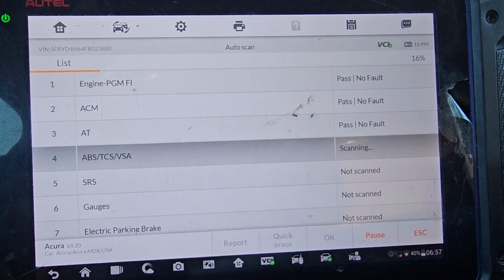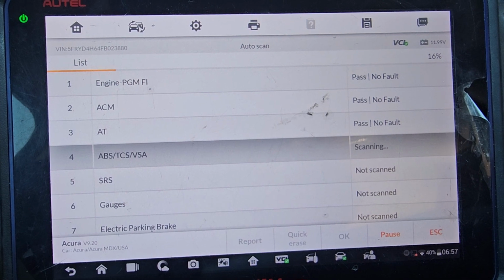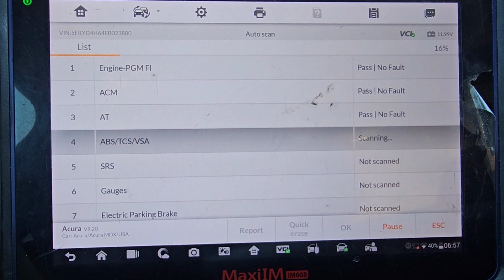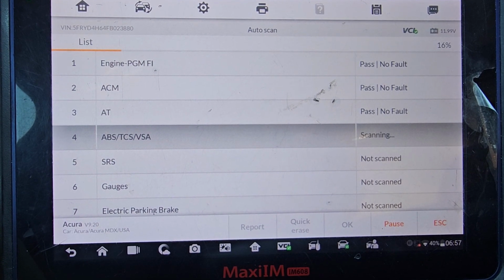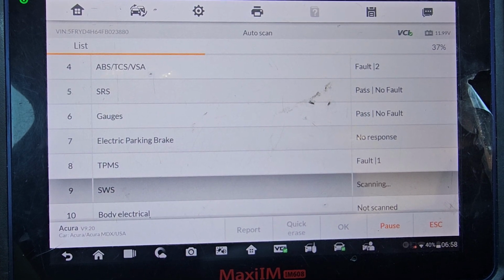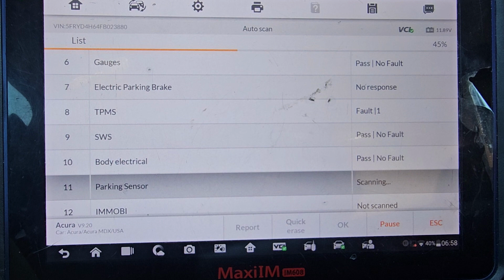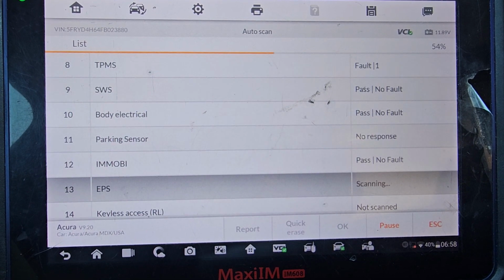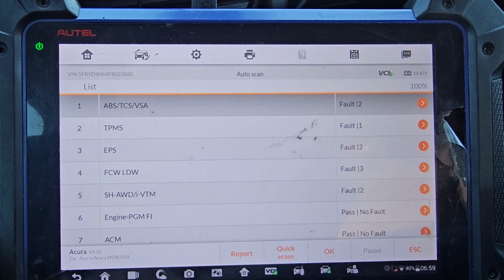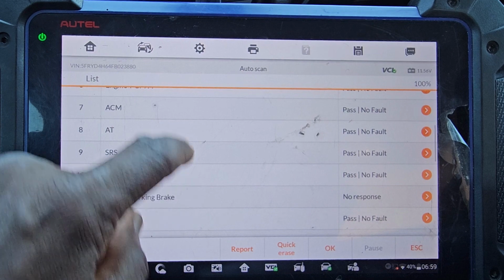The newer the car, the faster the programming will be. Okay, we have ABS code, tire pressure, FCW, LDW. So let me see the report.